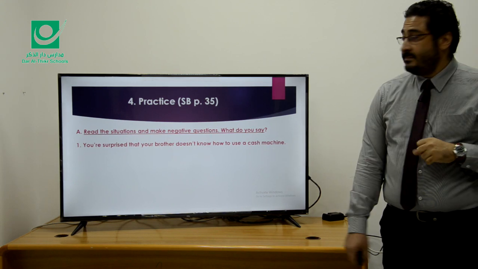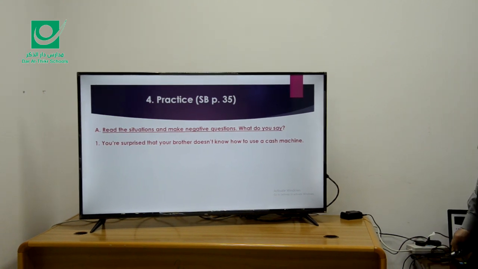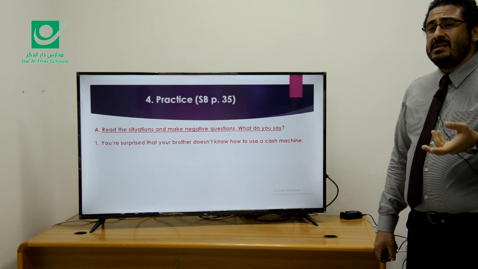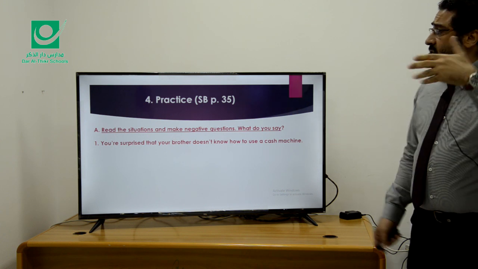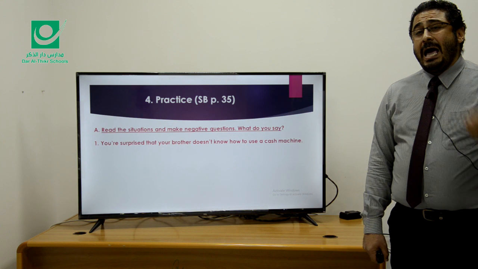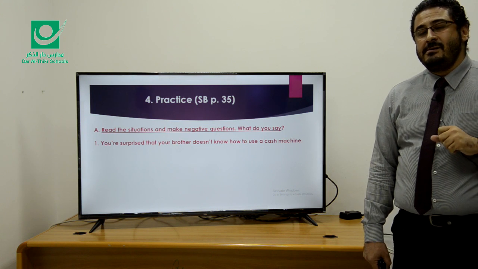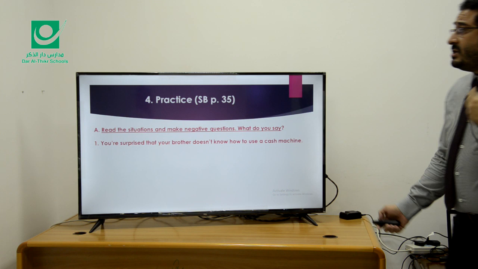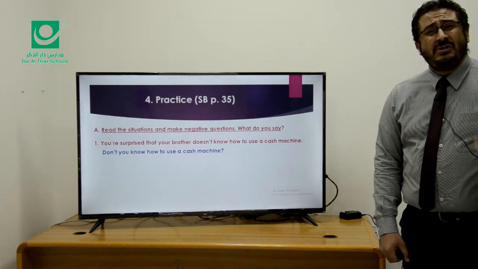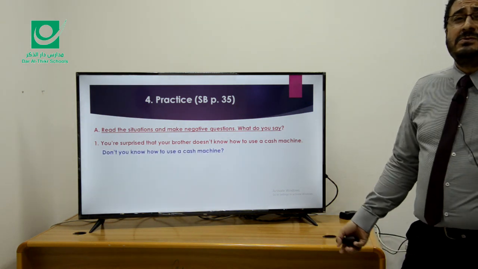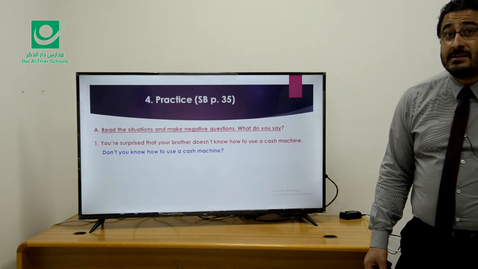The first situation. You're surprised that your brother doesn't know how to use a cash machine. How would you react, or what would you say in this situation? Your brother doesn't know how to use a cash machine. How would you respond to this using a negative question? Think about it. Yes, exactly. You're gonna express your surprise using a negative question, saying, don't you know how to use a cash machine? Because everybody now knows how to use cash machines. So we can use negative questions to express surprise.